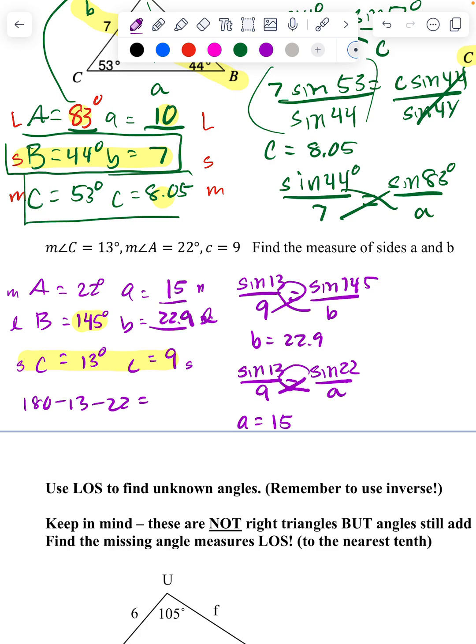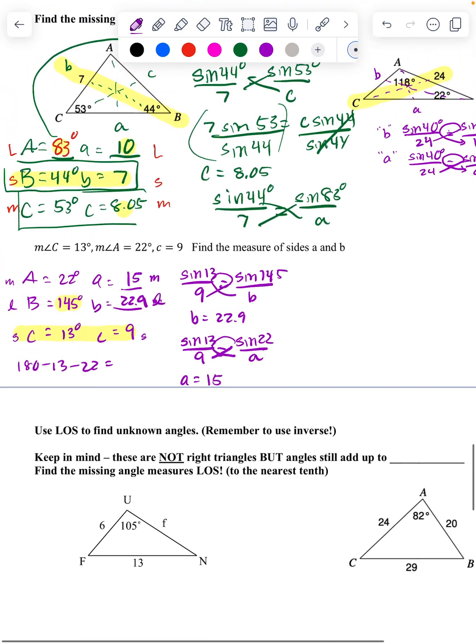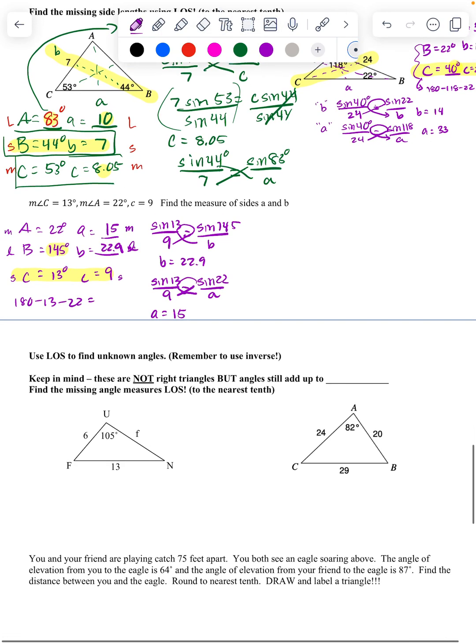So that's actually my middle length. So middle length always across from the medium angle, longest length across from the longest angle or largest angle, and so on. So now we know how to find the sides. It's a little tedious, but it's not complicated.